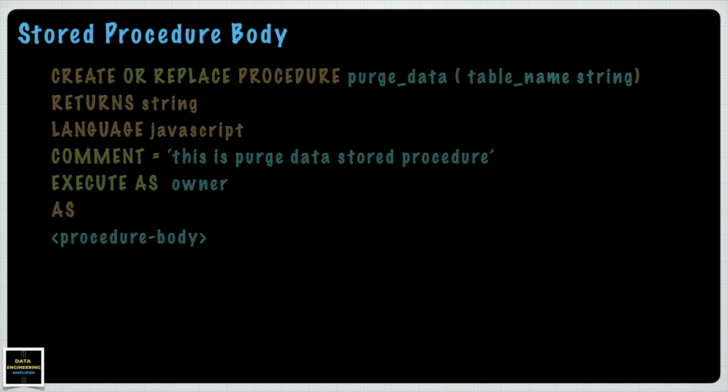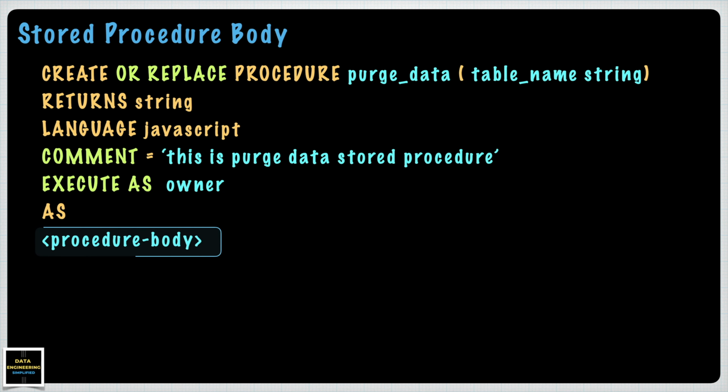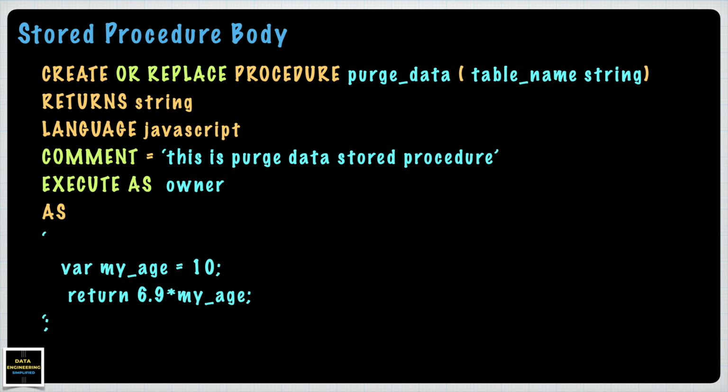After the AS keyword, you write your stored procedure body. If you are writing a JavaScript stored procedure, then your stored procedure definition must be enclosed with a string literal delimiter, which is either a single quote or a double dollar sign. When you don't have any single quote in your stored procedure body, in that case you can use a single quote as a string delimiter as shown here.